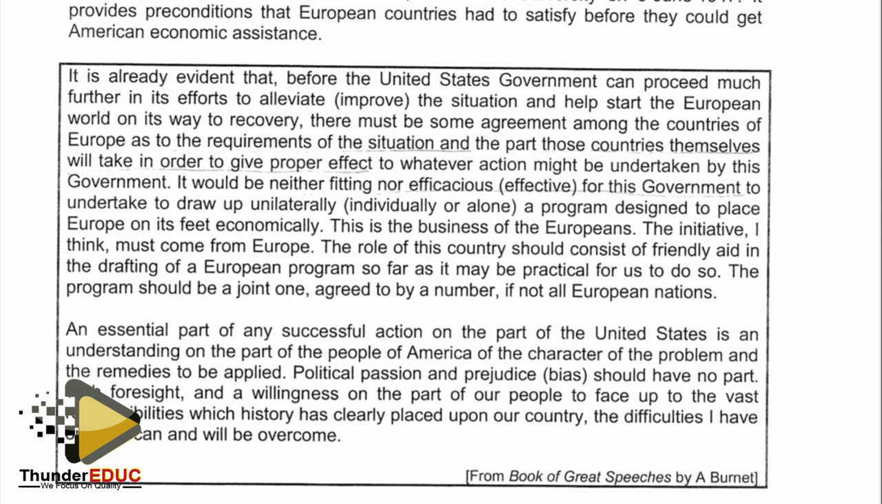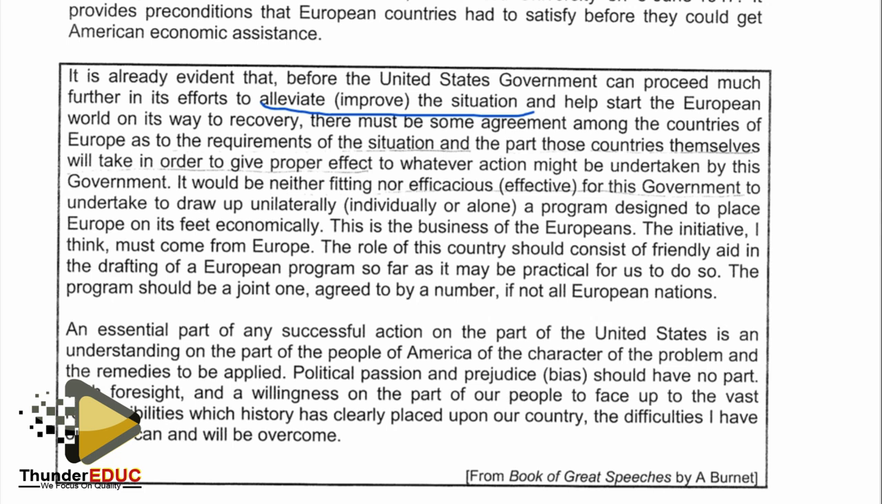Like if we check here, efforts to alleviate or improve the situation. The situation was bad for most of the European countries. They had gone through the damages of Second World War. Now that they wanted to improve, there was no definite way for them to improve except accepting the aid from America, which came in the form of the Marshall Plan.